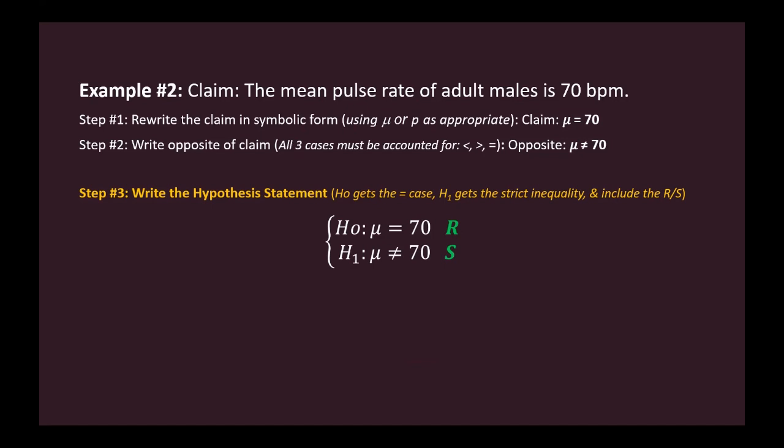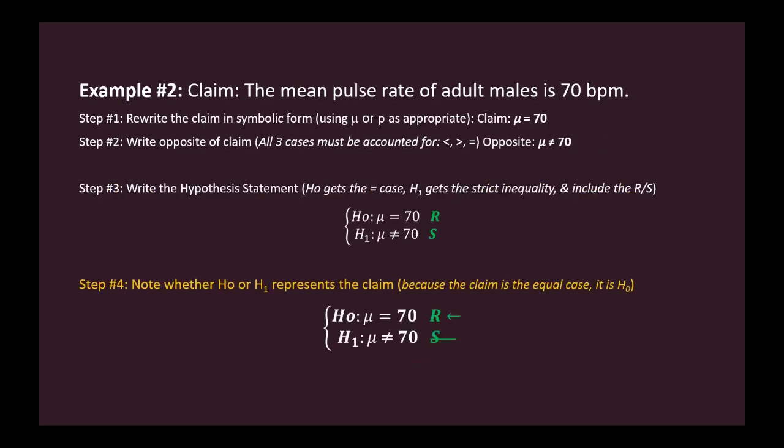We throw the R and the S after the null and alternate respectively. And then going back to which one of these looks most like, if not identical to, the claim, that is the equal case. So this time we're going to note that it's the R. That's why I crossed out the S here. And when it comes time to write the conclusion, we're going to be talking about whether or not we have the evidence to reject this claim.